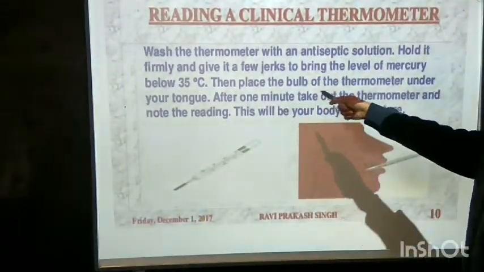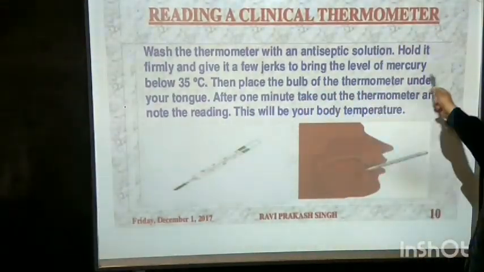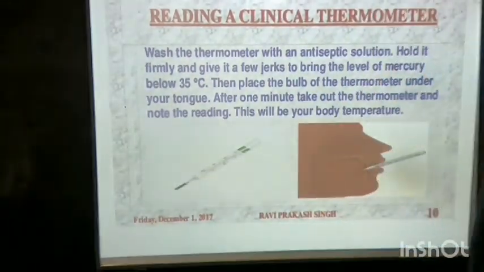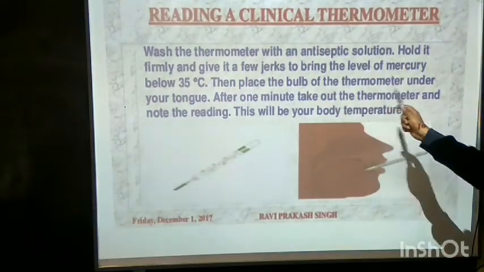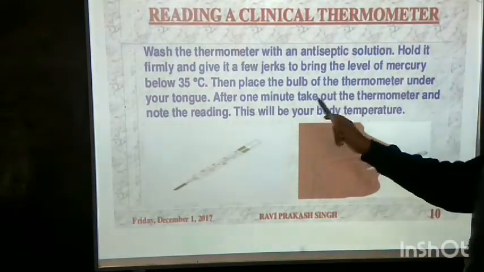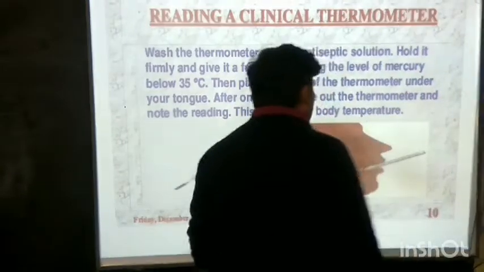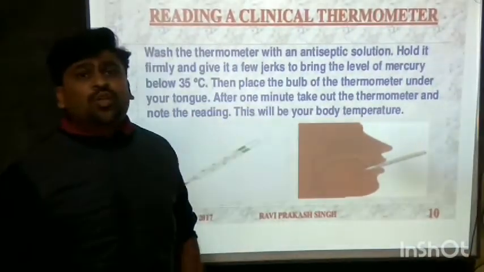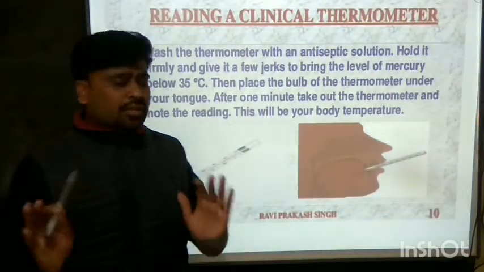Clear? Then place the bulb of the thermometer under your tongue. After 1 minute, take out the thermometer and note the reading. This will give the temperature of your body. Like that you can read the clinical thermometer.